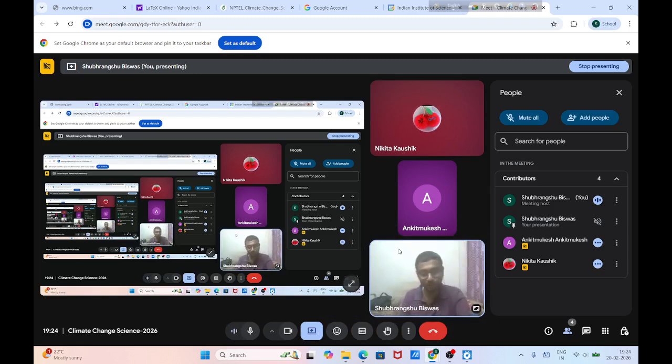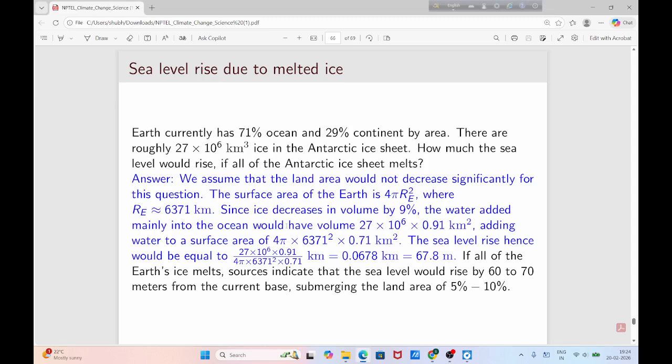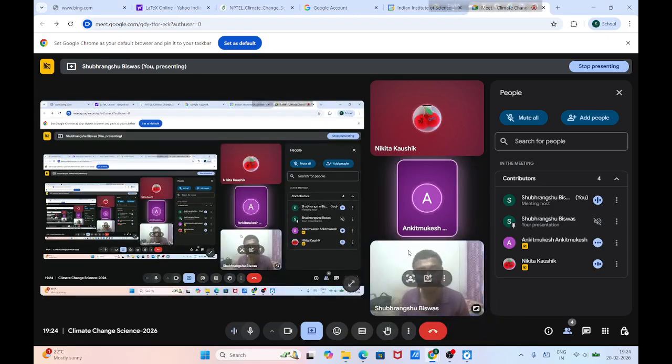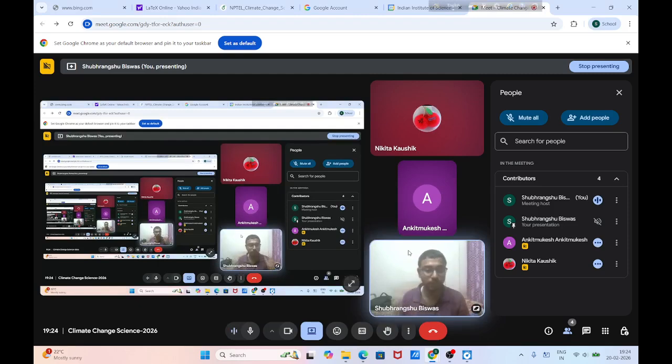Okay, this is our question. Okay sir. The ice has a volume of 27 times 10 to the power 6 kilometer cube. Now, if that melts, how much would the sea level rise? Okay, that is the question. For answering this, I will ask you some simple things. Let me guide you with examples.